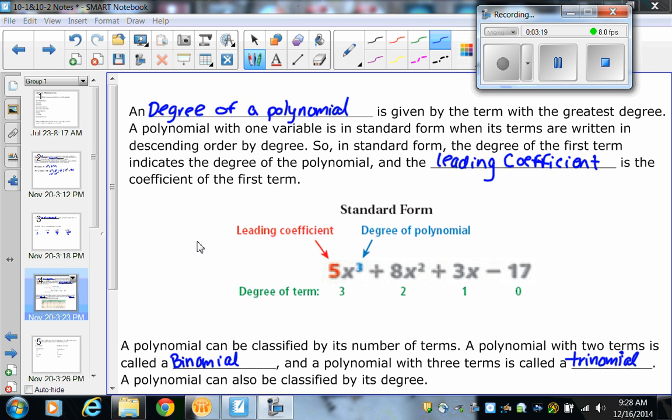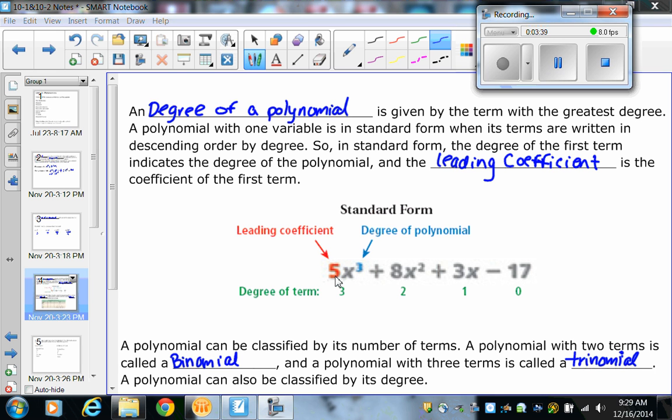The degree of a polynomial is given by the term with the greatest degree. A polynomial with one variable is in standard form when its terms are written in descending order by degree. So in standard form, the degree of the first term indicates the degree of the polynomial, and the leading coefficient is the coefficient of the first term.